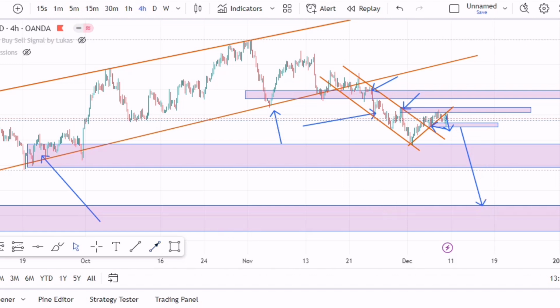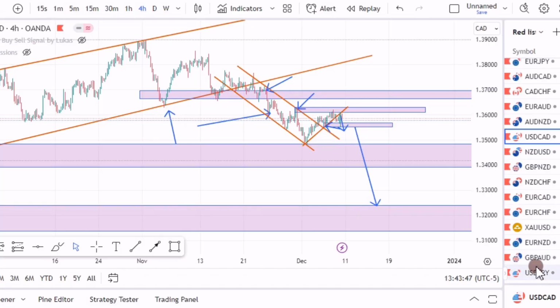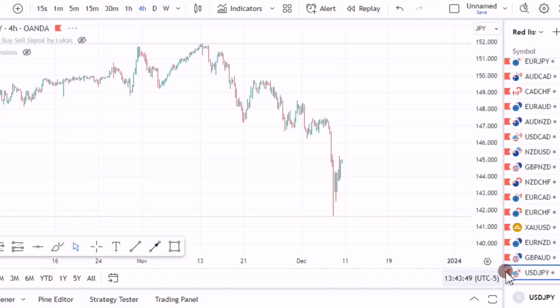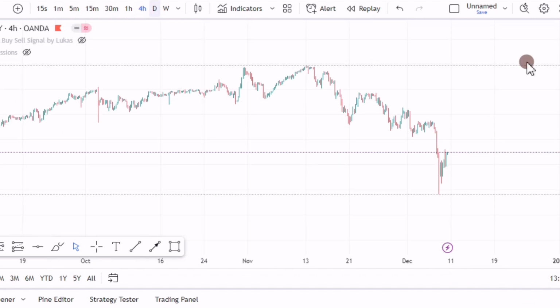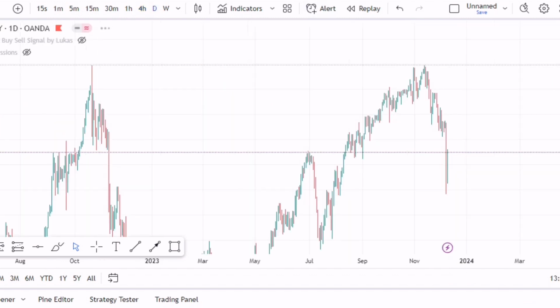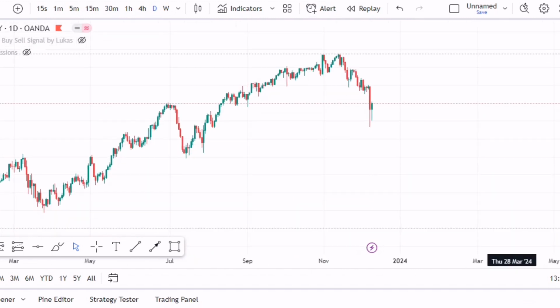Okay, let's take another one. Let's take USDJPY, down at the bottom. Remember, we start from the daily time frame. Let's see if we have something from the daily.